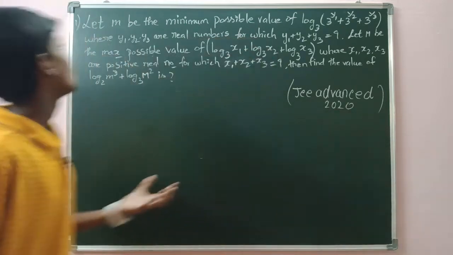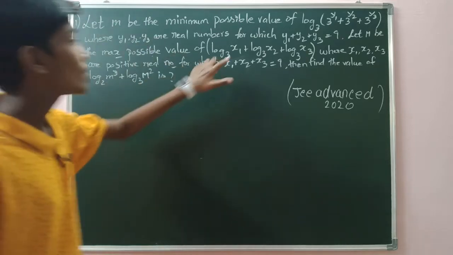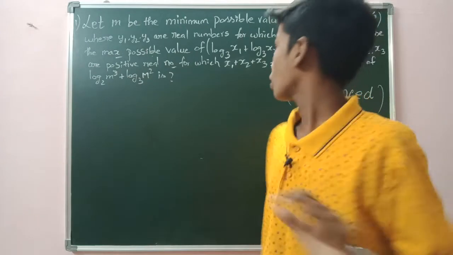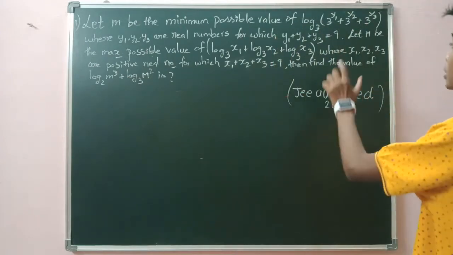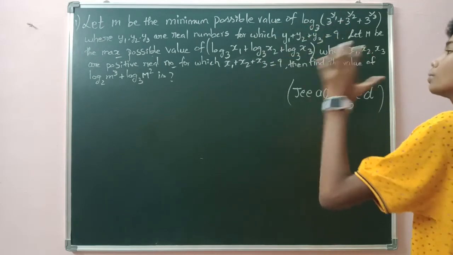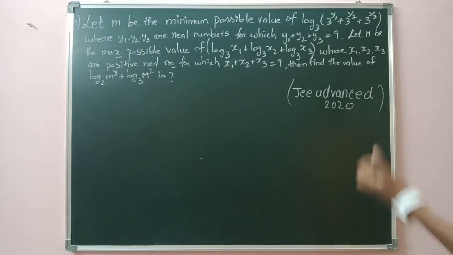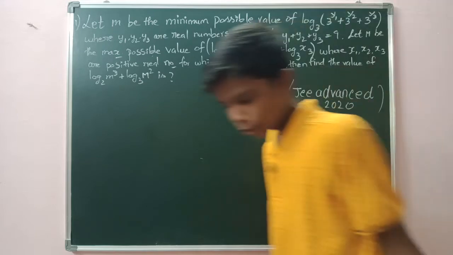So the first question is, let m be the minimum possible value of log to the base 3 of 3 power y1 plus 3 power y2 plus 3 power y3, where y1, y2, y3 are real numbers for which y1 plus y2 plus y3 is equal to 9. Let capital M be the maximum value of log to the base 3 of x1 plus log to the base 3 of x2 plus log to the base 3 of x3, where x1, x2, x3 are positive real numbers for which x1 plus x2 plus x3 is equal to 9. Then find the value of log to the base 2 of m cube plus log to the base 3 of capital M square. Such a big question, now.